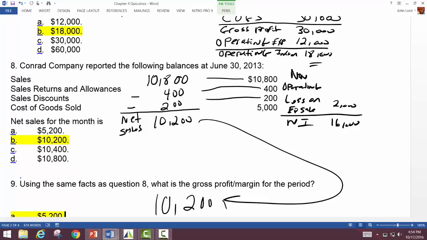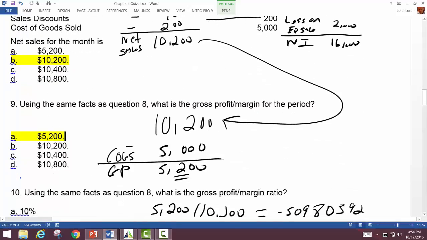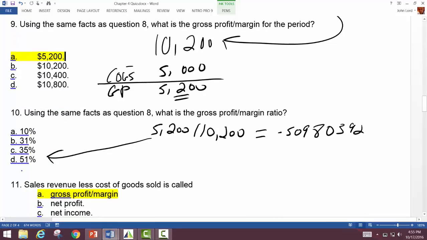And then the next question continues to leverage off the same facts and says, okay, what's the gross profit? So I just had to take the cost of goods sold off the net sales, right? The gross profit margin ratio, gross profit slash margin ratio, could call it gross profit ratio, could call it gross margin ratio. $5,200 gross profit divided by the net sales, right?